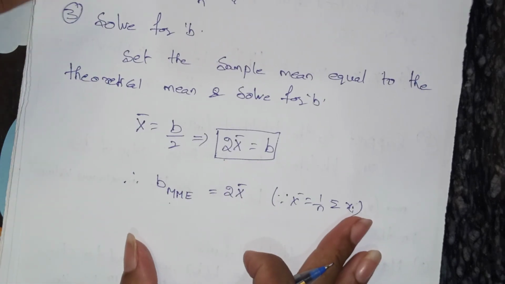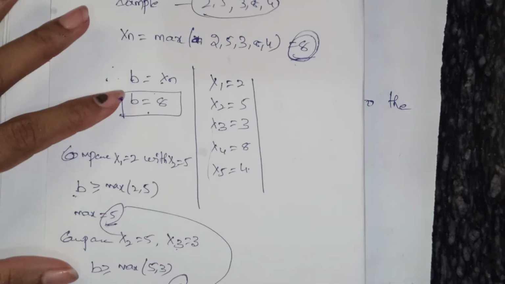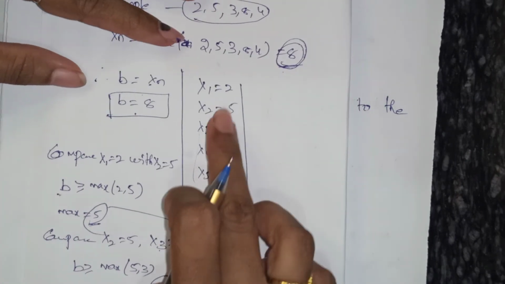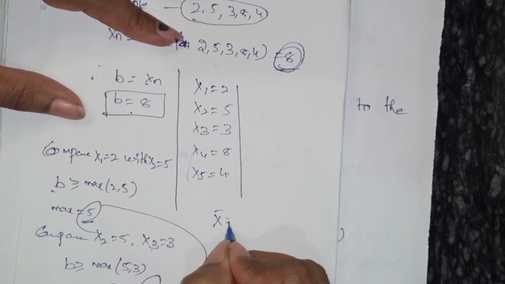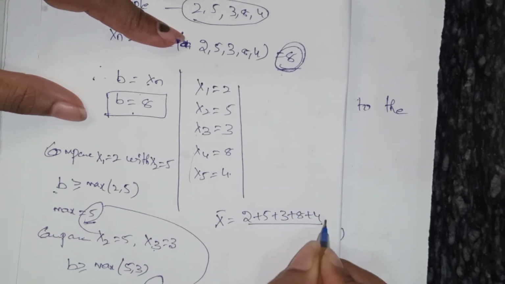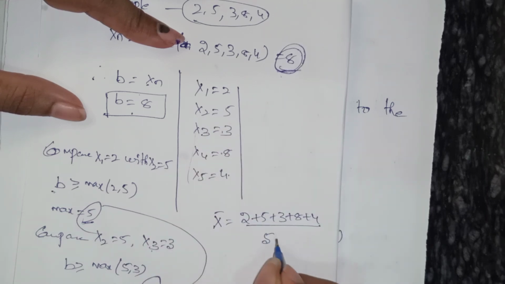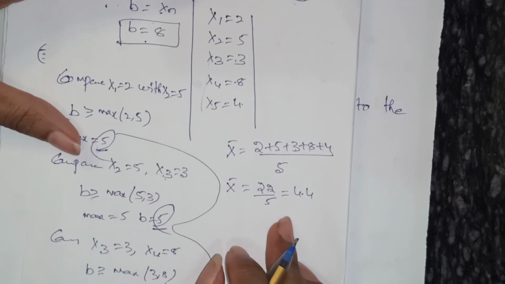Okay, let me explain one example, the same example which we have seen before. So x1, x2 and so on, these values are the sample values. Now we are going to find out x bar. So x bar is nothing but 2 plus 5 plus 3 plus 8 plus 4 by how much? 1, 2, 3, 4, 5, so 5. So the sum is 22. 22 by 5 is nothing but 4.4, isn't it? So x bar value is 4.4.